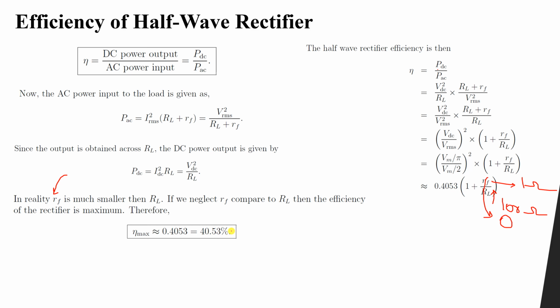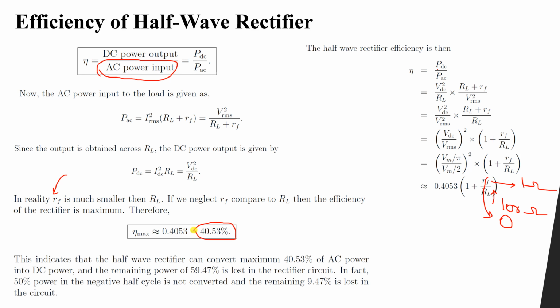What does this even mean? Of the AC active power coming from the supply and going to the resistance, only 40% will be converted into DC. So there are power losses of about 59.47%. This is lost in the rectifier circuit. So as you can see, a very large amount of power is lost in the circuit.